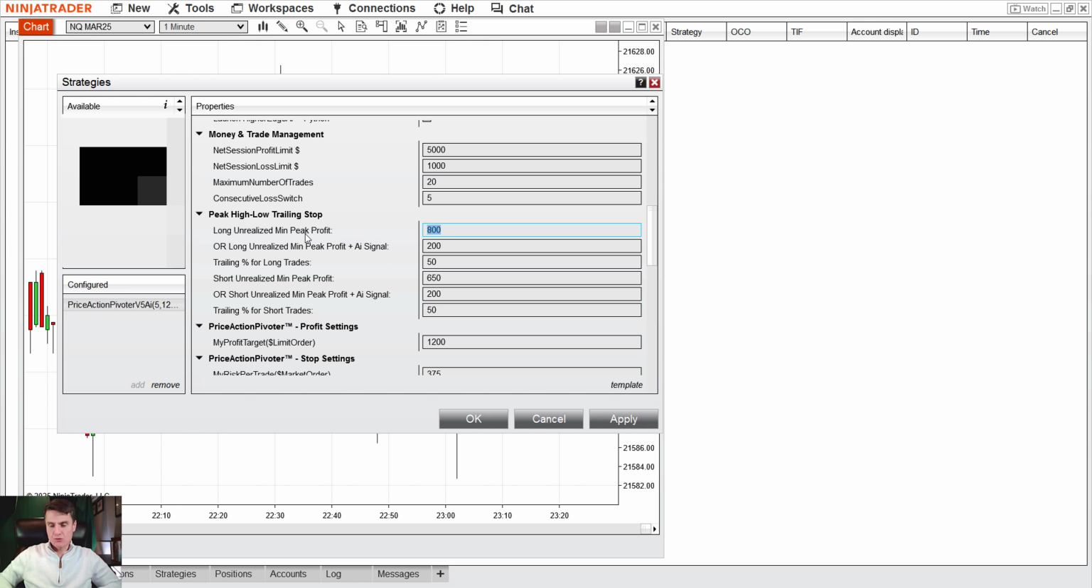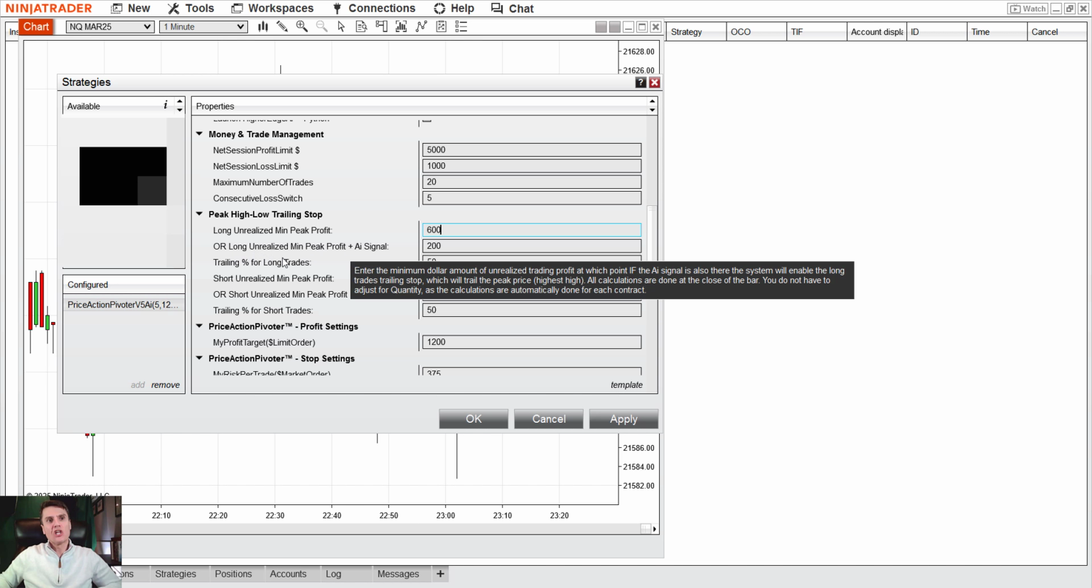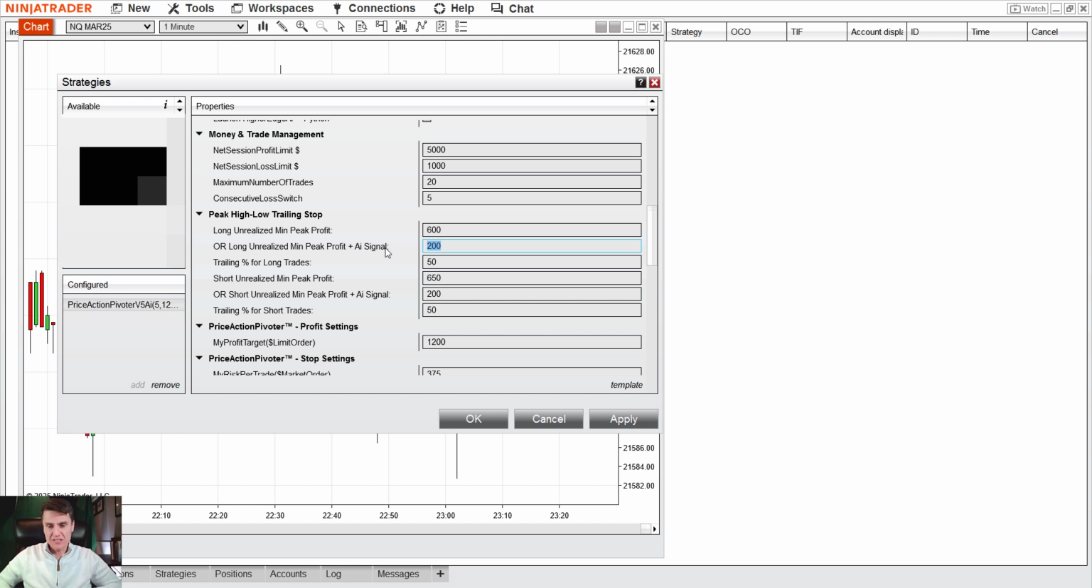Okay, so I'm going to choose, in fact, I'm going to choose less. $600 for the long unrealized minimum peak profit. Now you'll notice this, okay, long unrealized minimum peak profit plus AI signal, and that AI signal is adverse because this is a trailing stop. So I'm going to put 400 for that.